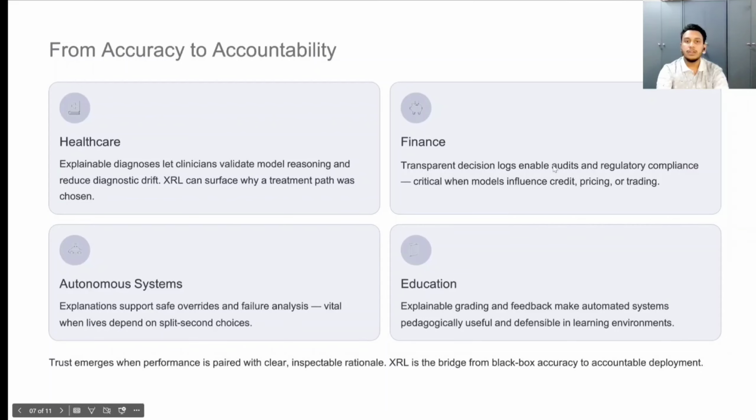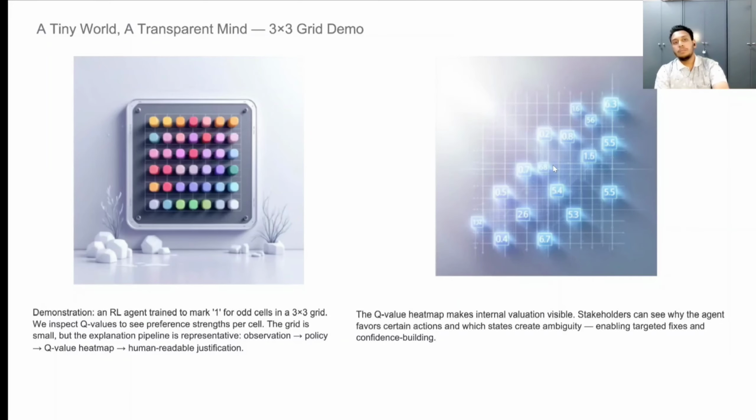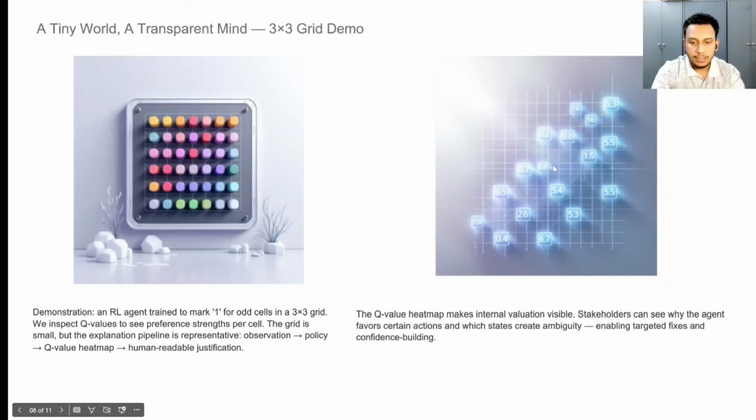Now we can move ahead to slide 8. This is the main and important slide which helps us to visualize how things work in XRL. Here we have a simple demonstration, an RL agent which is trained on a small 3x3 grid.